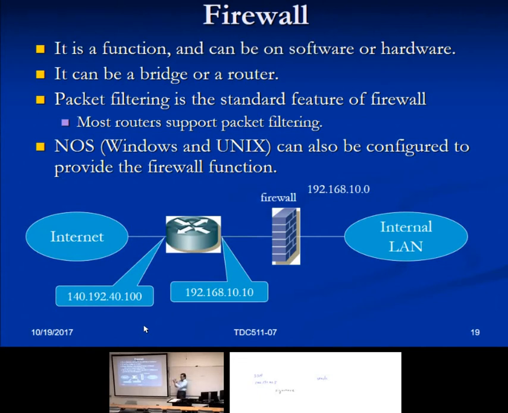Okay, so the router faces the internet, and between the router and the intranet, the internal LAN, we put a firewall. Why do we put a firewall there? When I ask this question in the final exam to draw the diagram, some people put a firewall between the internet and the router. What's wrong with that?